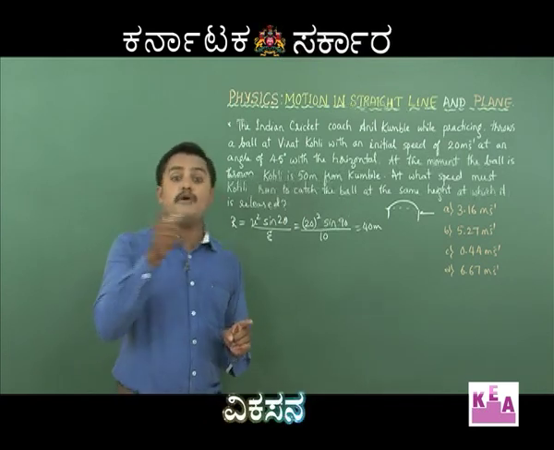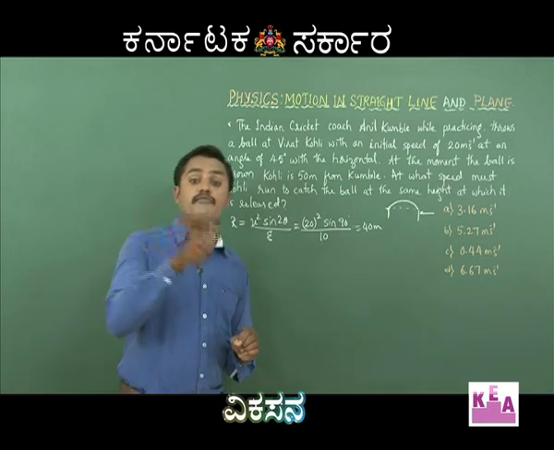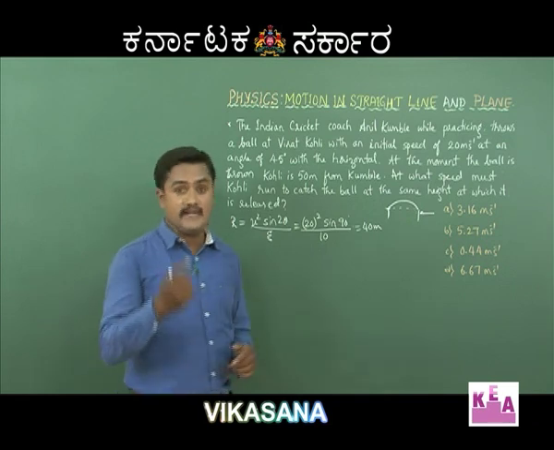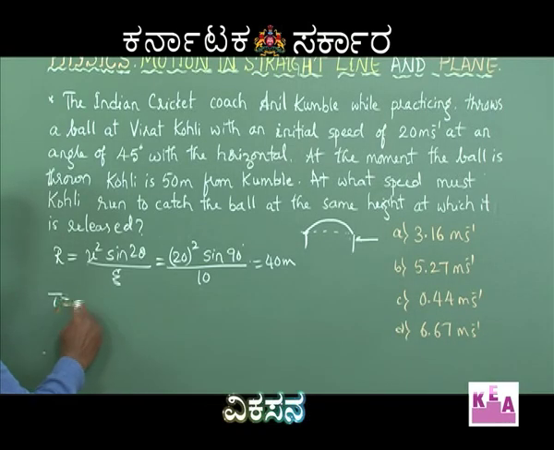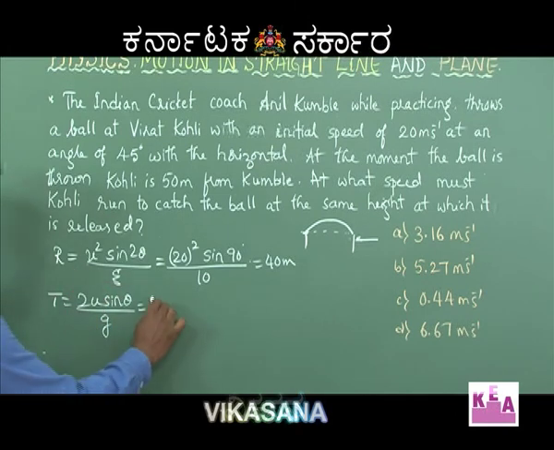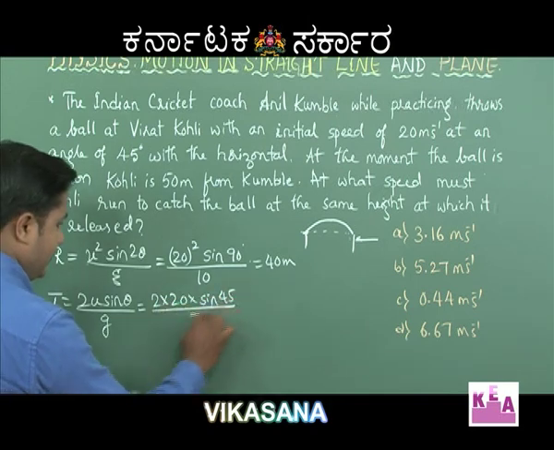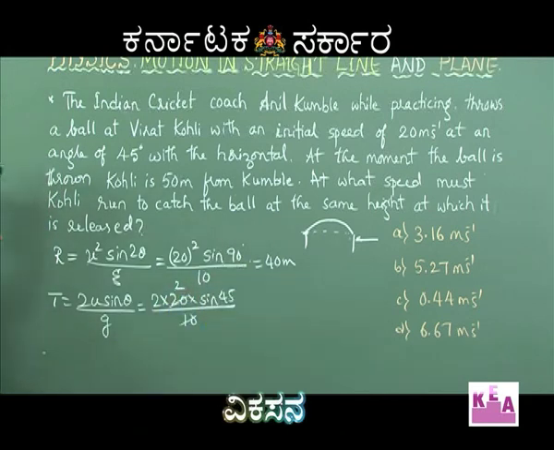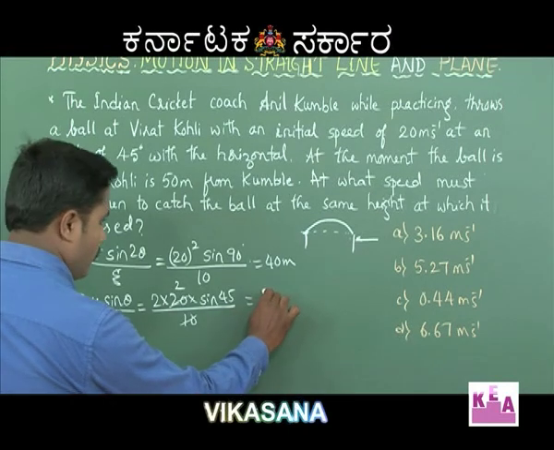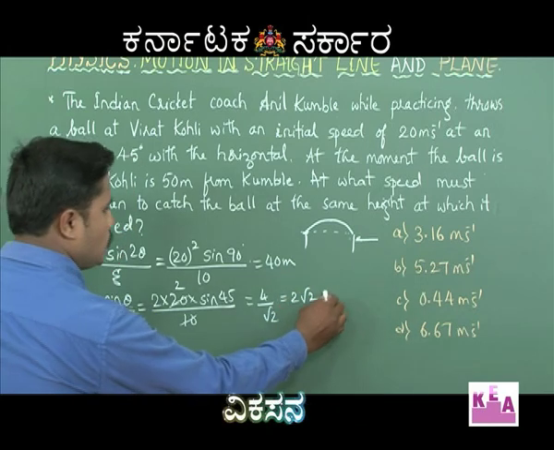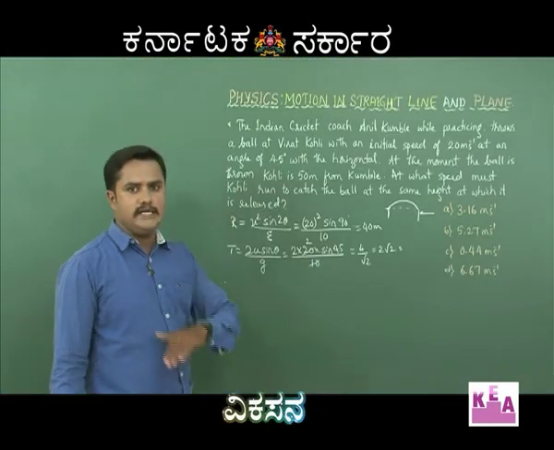That is the time of flight of the ball thrown by Kumble. So let's calculate the time of flight using the time formula. T is equal to 2u sin theta by g. This is the time of flight, 2 into 20 into sin 45 divided by 10. So this is 4 times sin 45, 4 by root 2. 4 by root 2 is nothing but 2 root 2. 2 root 2 seconds is the time available for Kohli to catch the ball.